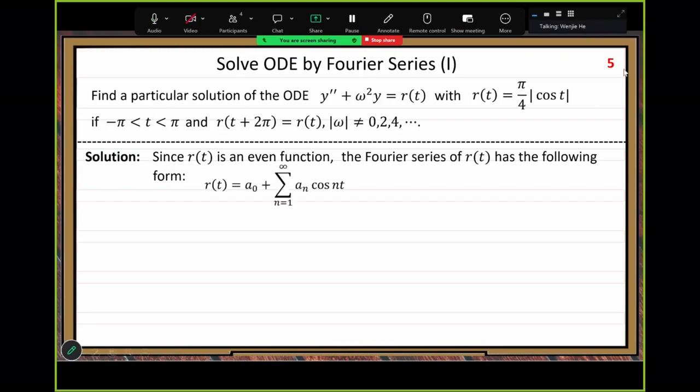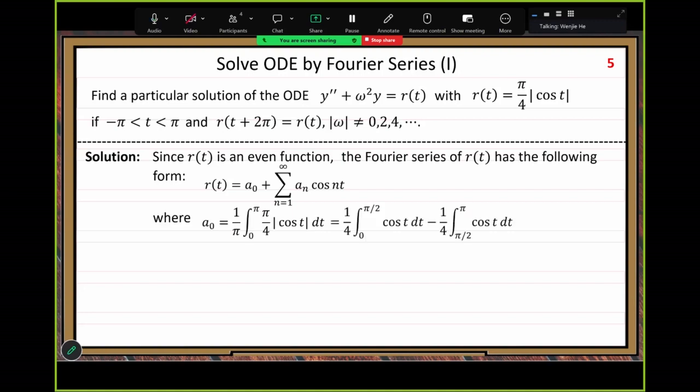So we only have the cosine terms. We don't have sine terms. Then we calculate A0 and all the other A coefficients by integrals, one by one. If you don't want to calculate by hand, you can use Wolfram Alpha.